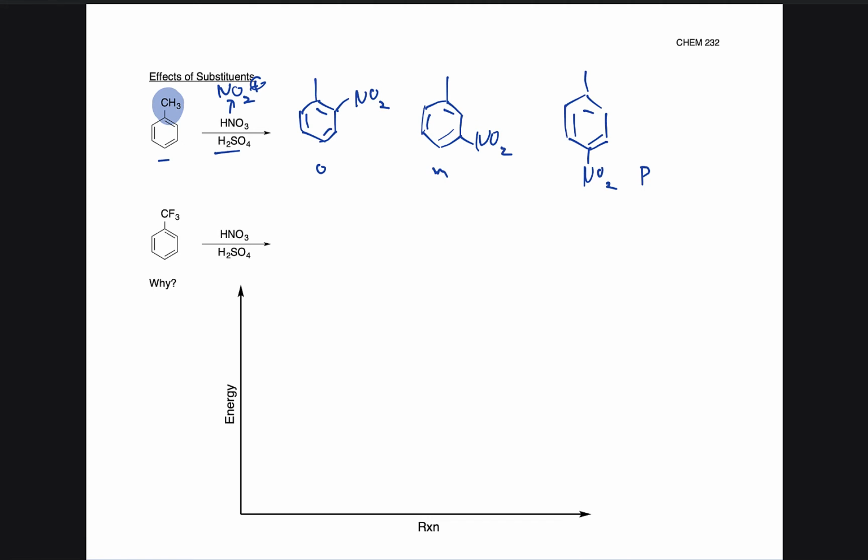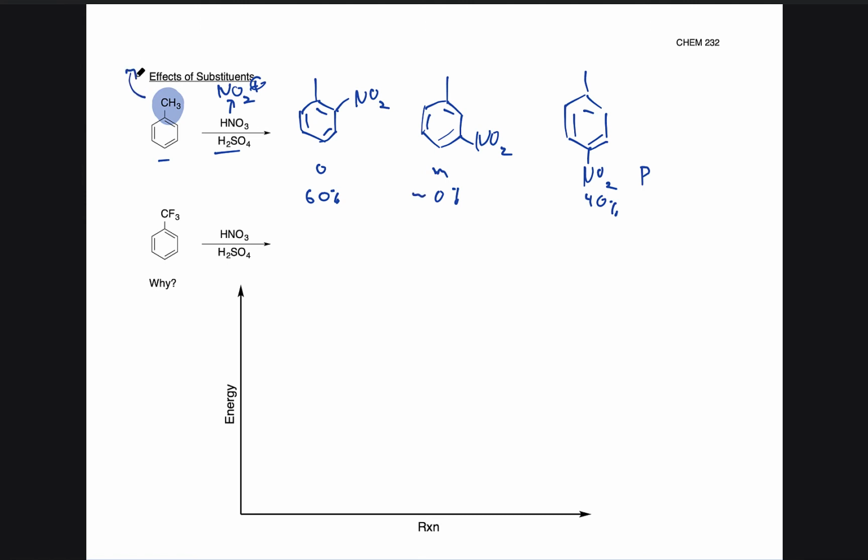And so what's happening, right? Which one forms in majority? What we see here is that we actually get the ortho and para groups as the major products. About 60% ortho, 40% para, and about 0% meta. We get a little bit, but it's effectively 0.